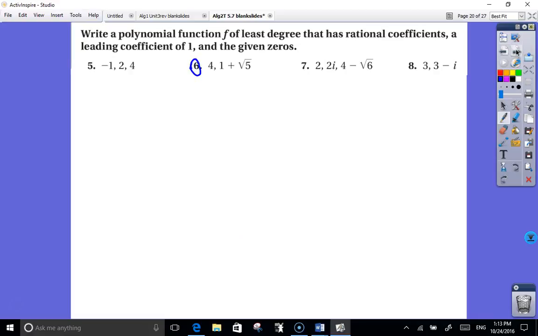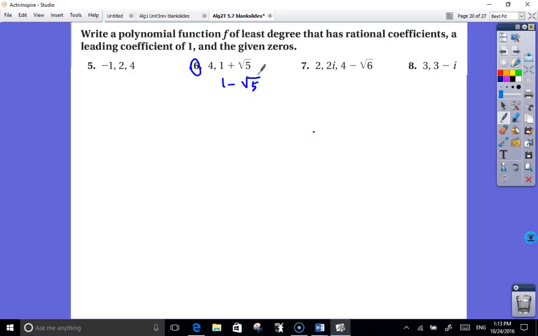Now, for number 6, notice they've given us one irrational zero. So it's got to be, irrational zeros come in conjugate pairs. What's the other irrational zero? There's got to be a 1 minus the square root of 5, right? So when you see it's missing one, you have to fill it in. Otherwise, it's not going to work out at all.